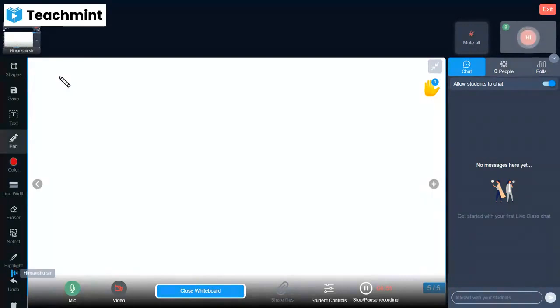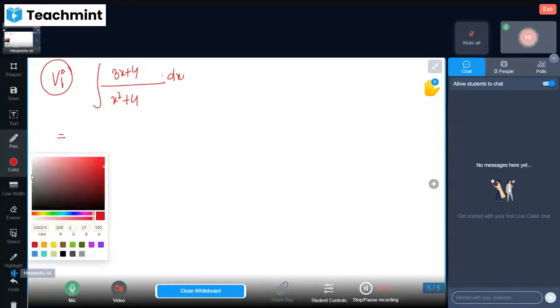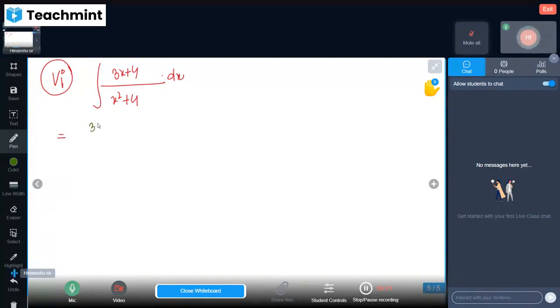Okay, so let's move to a bit tougher one. The integral of (2x plus 4) upon (x square plus 4) dx. So split it into two parts: 3x upon x square plus 4 dx, and plus 4 dx upon x square plus 4.